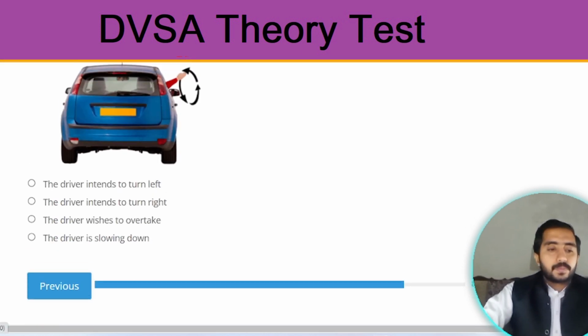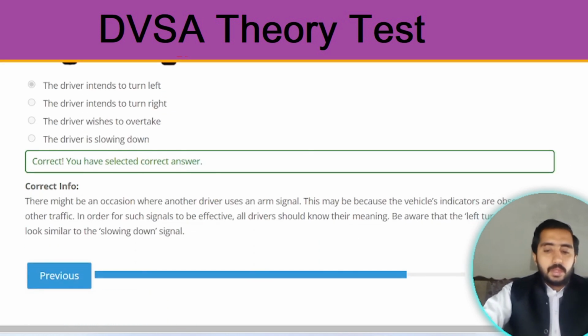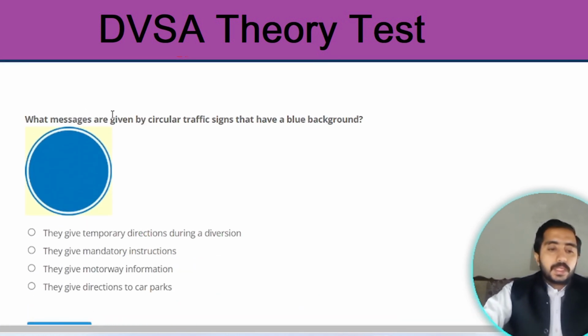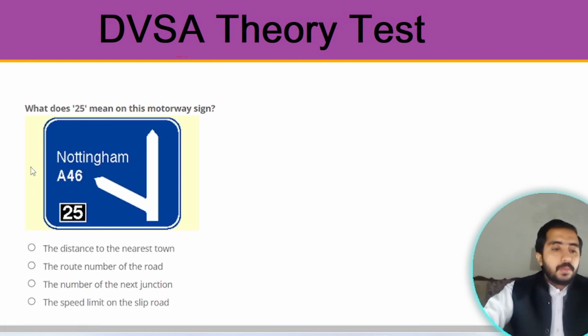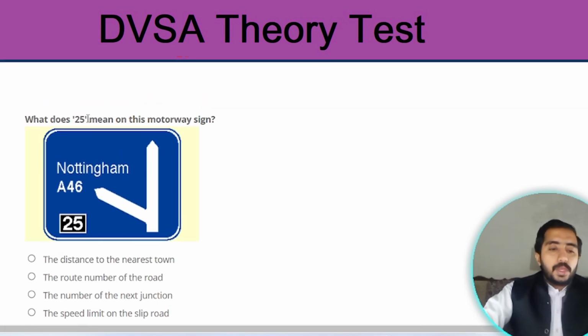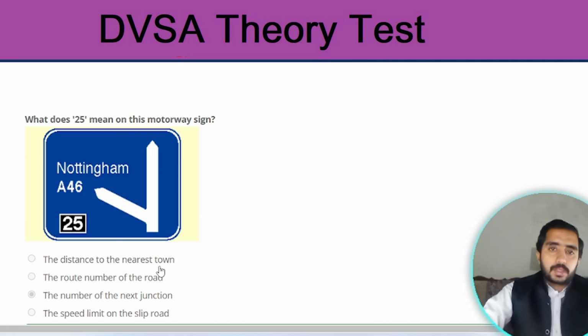Next question. What does this arm signal mean? This signal means the driver intends to turn left. Option A is the correct option. Next one. What messages are given by circular traffic signs that have a blue background? For a blue background, the correct option is to give mandatory instructions. Next one. What does 25 mean in the motorway sign? This 25 means the number of the next junction which is coming next.